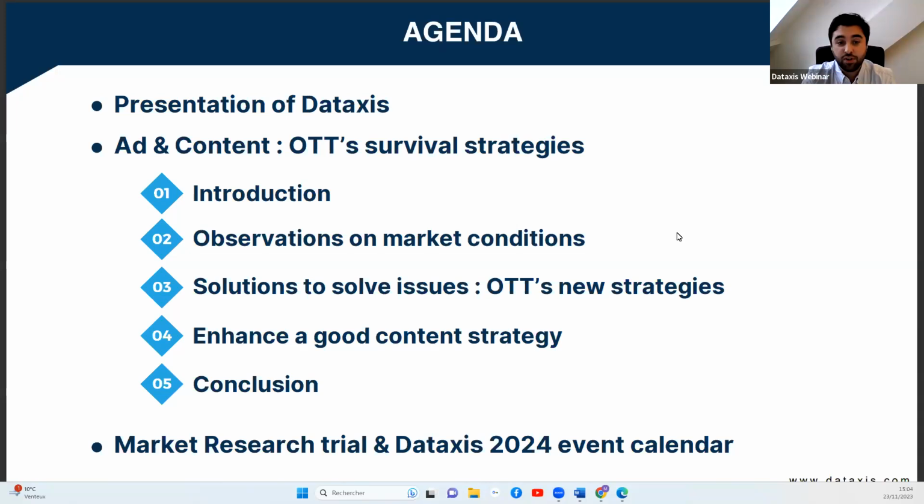We will go through an introduction, an observation on the market conditions currently. We will also look at the solutions to solve these issues, so the new strategies in place. We will also have a closer look at the content because content is becoming more and more important. That's what we're going to see together.